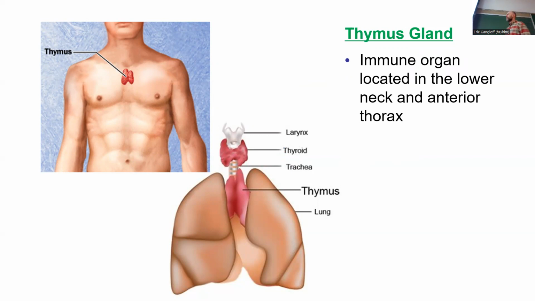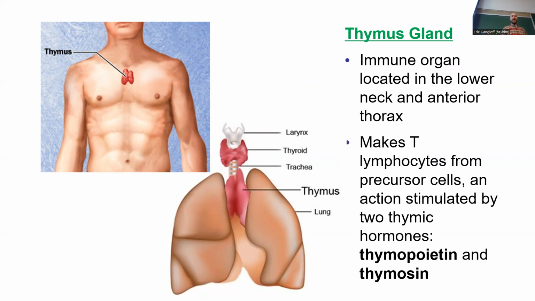It's the site where lymphocytes mature into T lymphocytes. We talked about that when we talked about the immune system. And this process is regulated by 2 hormones, thymopoietin and thymosin. So those are 2 hormones that help regulate the maturation of those lymphocytes, specifically those T lymphocytes. Again, I'm not going to get into the mechanisms of this in detail. I just want you to know thymus, mature lymphocytes, and it's regulated by hormones secreted by the thymus.